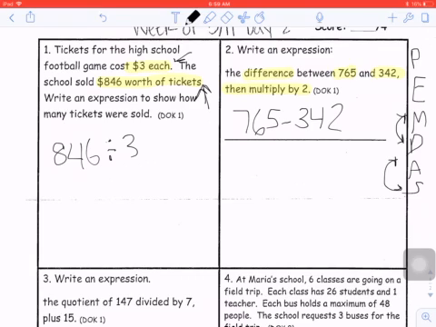Then I need to multiply by 2. Here's the thing. If I just multiply by 2, I'm not getting the same thing I would get with this word problem. The way I can get that same thing is if I put these in parentheses right there. That way I'm worried about that difference first, then that multiplication. Otherwise, I would have done the multiplication first. Okay, hopefully that makes sense.